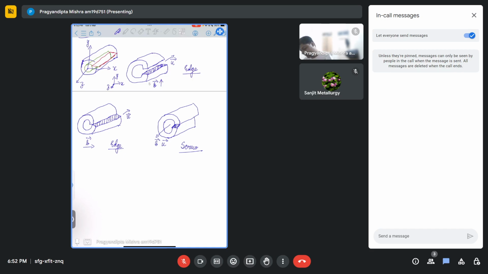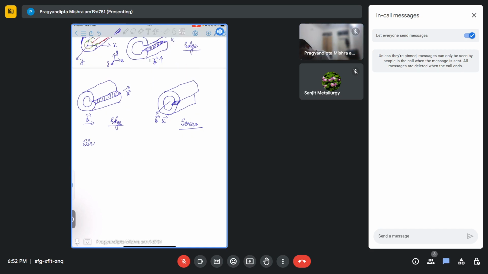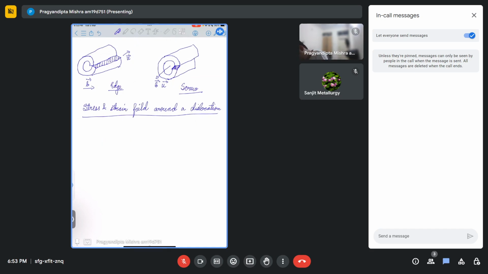So how do we do that? The stress and strain field around a dislocation. Now, why do we talk about the stress and strain field? What is the reason behind it? For instance, let's look at an edge dislocation.